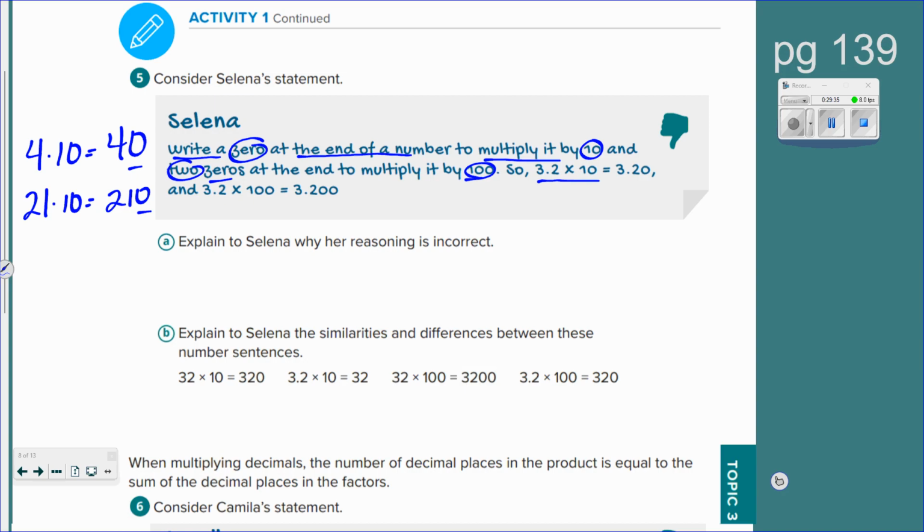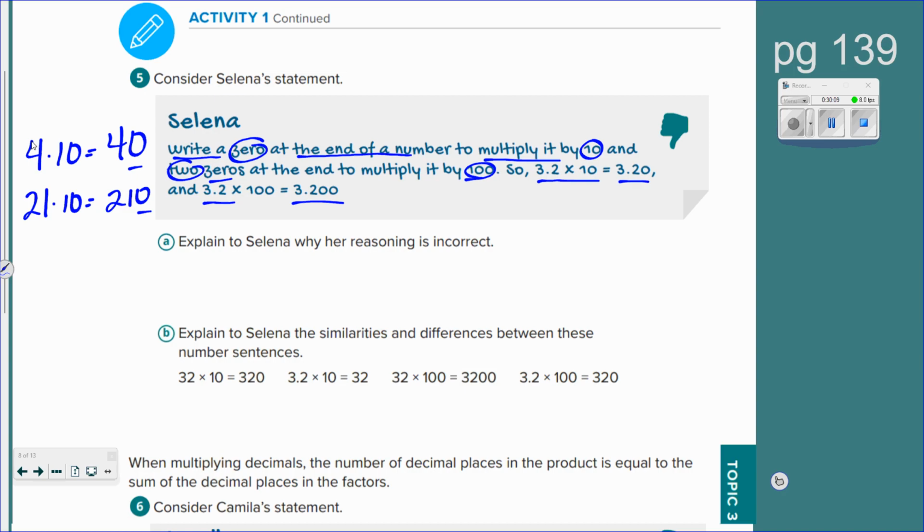So she gives us 2 examples. 3 and 2 tenths times 10 is 3 and 20 hundredths. 3 and 2 tenths times 100 is 3 and 200 hundredths. So, what did she do wrong? She just added a 0. She didn't move the decimal place.